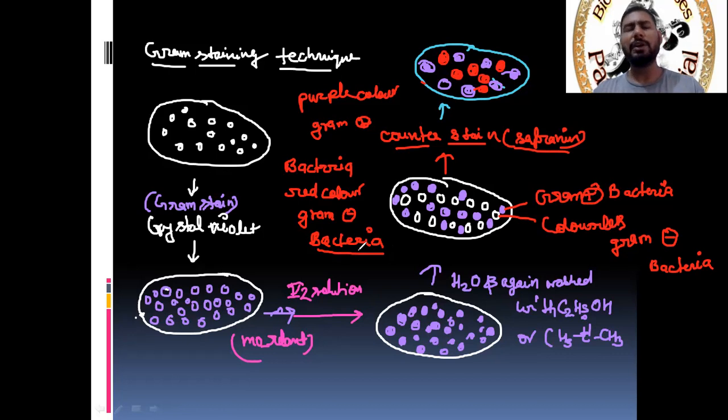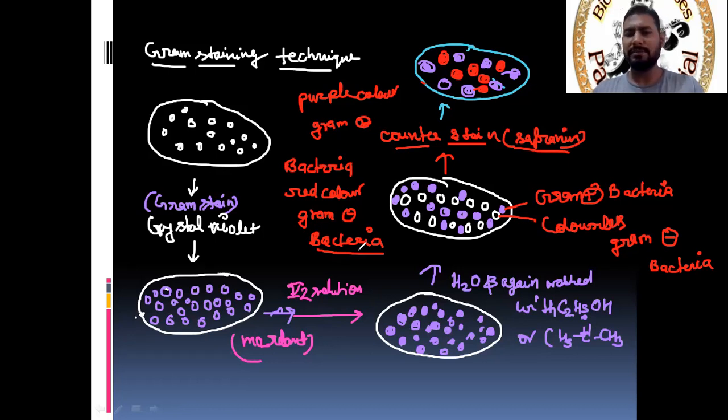Then again, we use the iodine to enhance the affinity with the bacterial cell wall. That is iodine, it acts as a mordant. Then after that, all the bacterial cell walls bind strongly with the crystal violet. Then the next step, we wash one time with water. Again, we wash with ethyl alcohol or acetone, and this is the decolorizing agent.